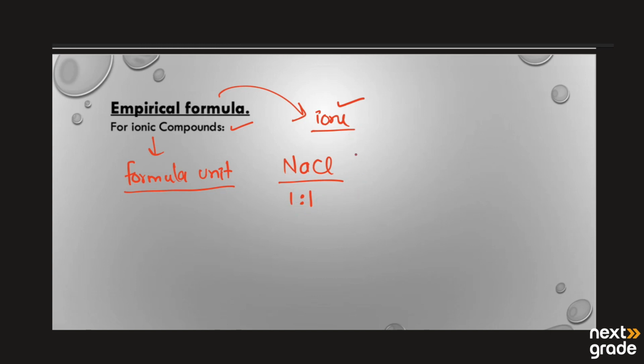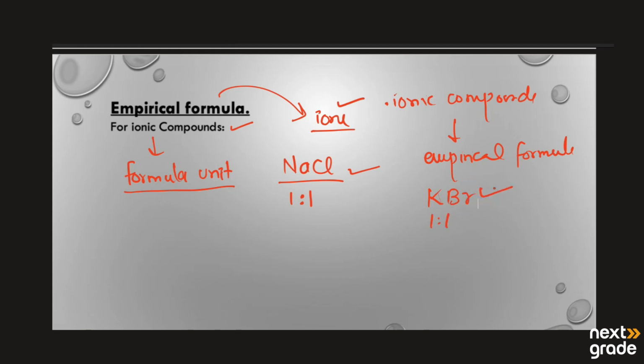On the other hand, all the ionic compounds just have their empirical formula. Here, sodium chloride, and if we have potassium bromide, KBr, the ratio is 1 to 1, so it is its empirical formula. We have another example, like calcium chloride. Here the ratio is 1 to 2, so this is its empirical formula.